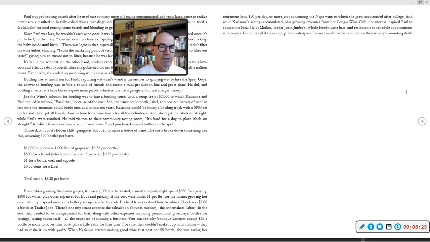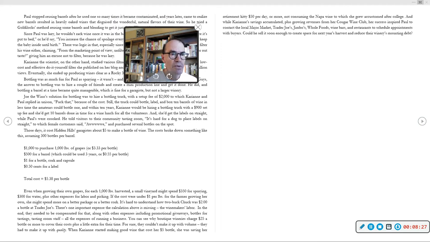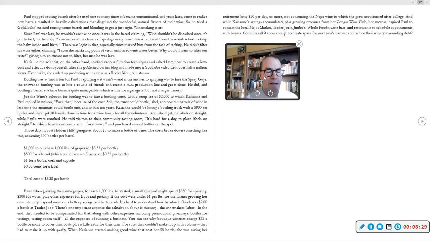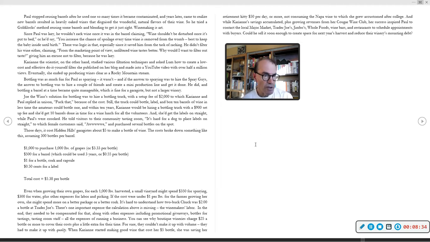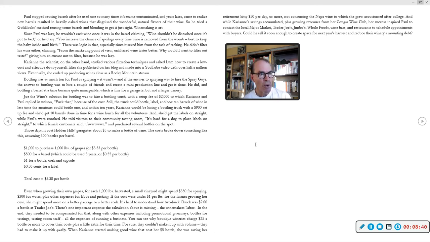Paul stopped reusing barrels. After he used one so many times, it became contaminated. And years later, came to realize new barrels resulted in heavily oaked wines that disguised the wonderful, natural flavors of their wine. So he tried a Goldilocks method, reusing some barrels and blending it to get it just right. Winemaking is art. Since Paul was lazy, he wouldn't rack wine once it was in the barrel, claiming, "Wine shouldn't be disturbed once it's put to bed."